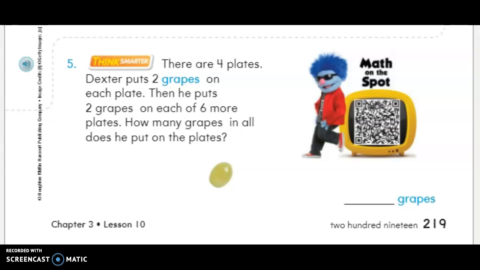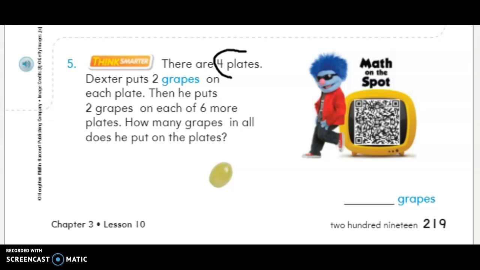So number 5 says there are 4 plates. Dexter puts 2 grapes on each plate. Then he puts 2 grapes on each of 6 more plates. How many grapes in all does he put on the plates? So I'm going to underline and highlight some important words and phrases in this question.